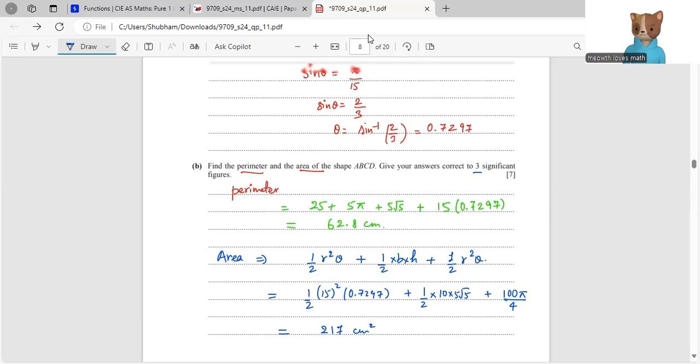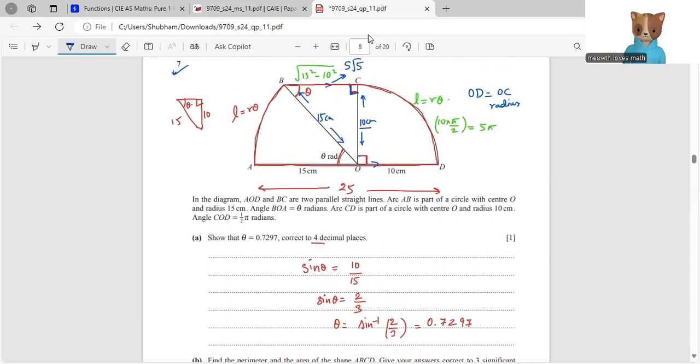Okay, so I hope it is clear to you. This area is basically 10 squared times theta divided by 2. Okay, area of sector, and this is also area of sector, and this is area of triangle basically.